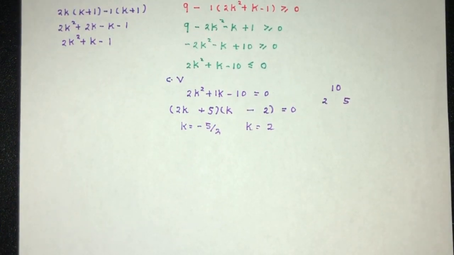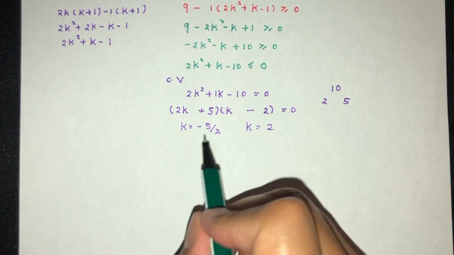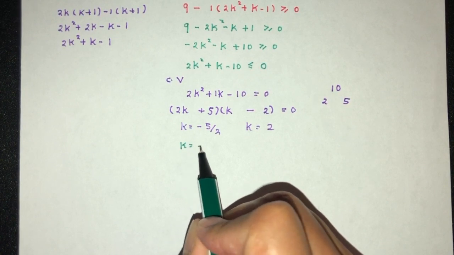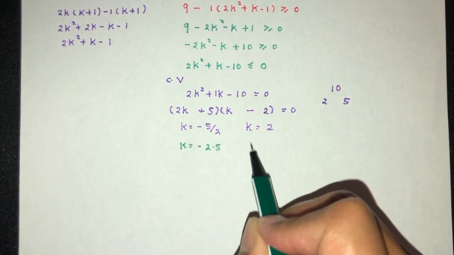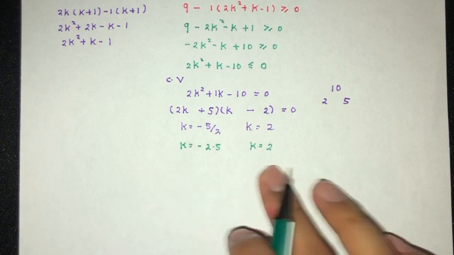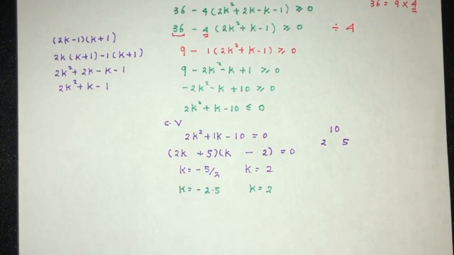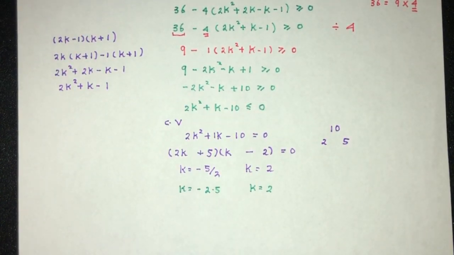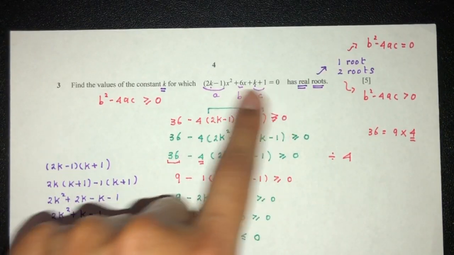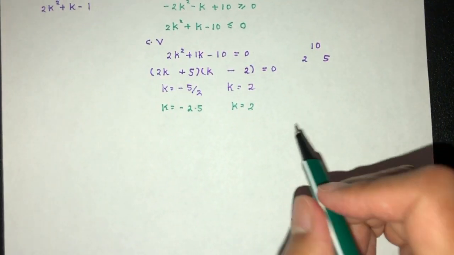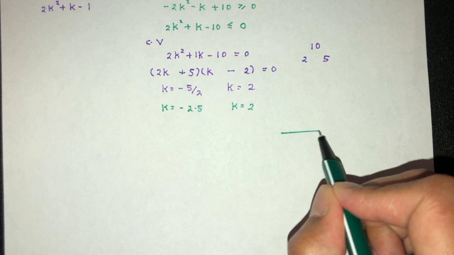It is not your answer. It is just the critical values, the values on the edge of the values we need to find. Let me write this down again. That will be k equal to minus 2.5, and k equal to 2. Now we have to use this to find the whole range of values that are possible for this to be true. We'll be using the number line.